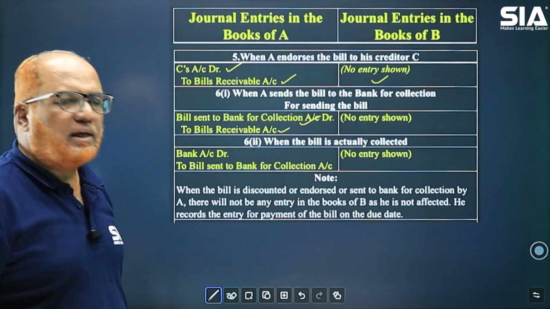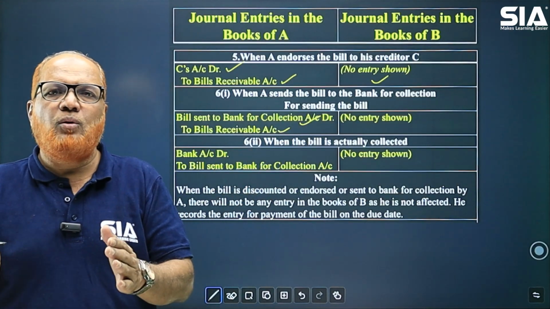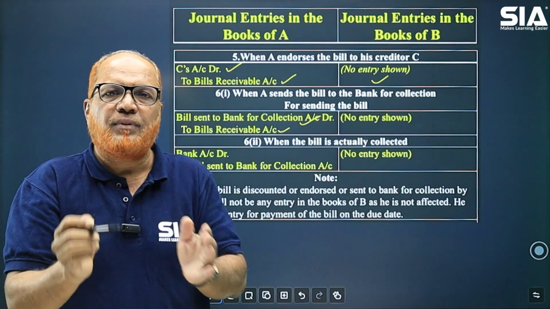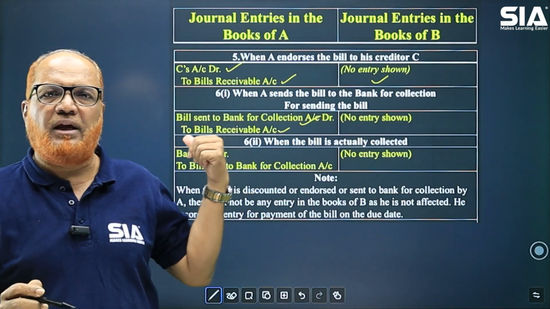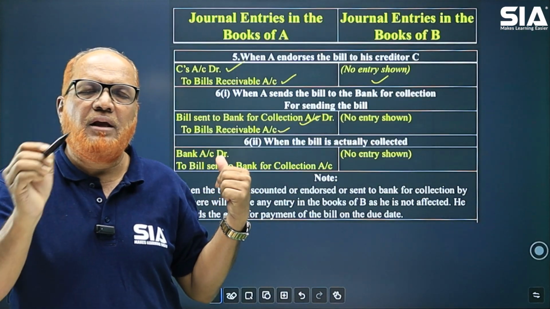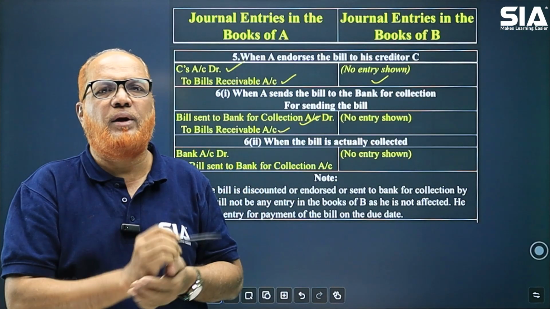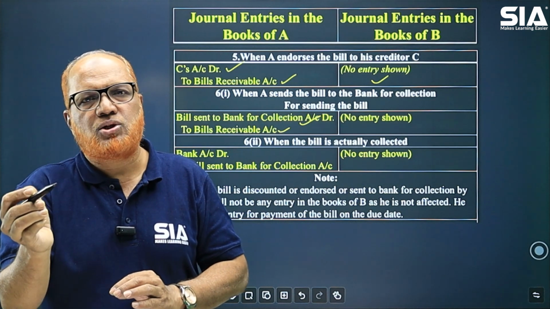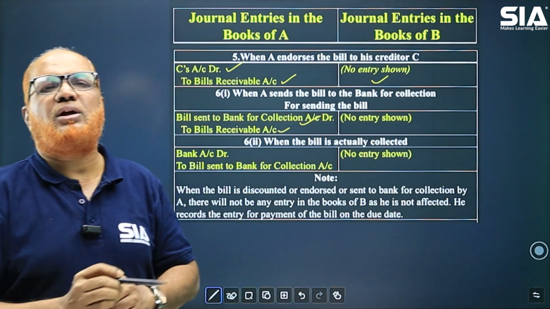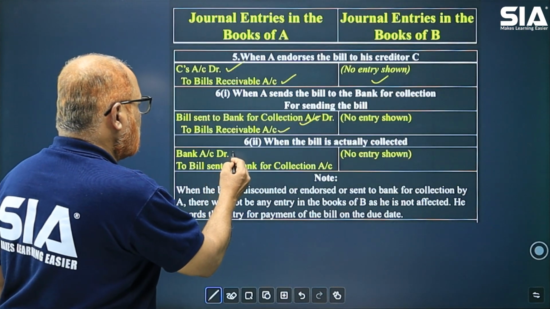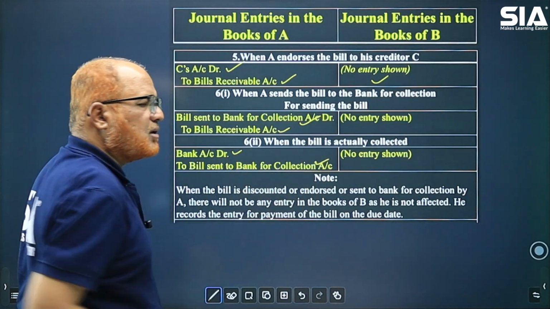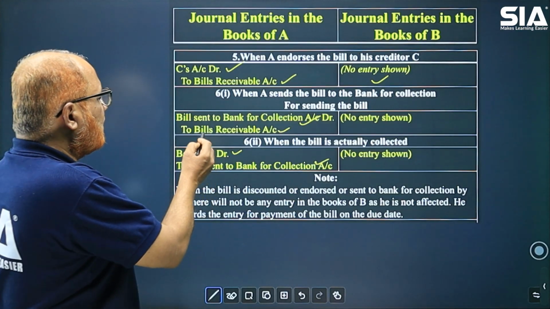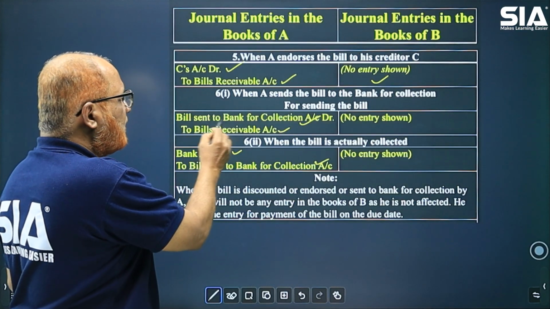Now, when the bill is actually collected, on the due date, the banker has approached B, got the amount and deposited it in the account of A. That means the bill is honored on the due date. So what the banker will do? Bank account debit, bill sent for collection account credit. See here, bill sent for collection account is closed. First, when we sent the bill for collection, we have debited.